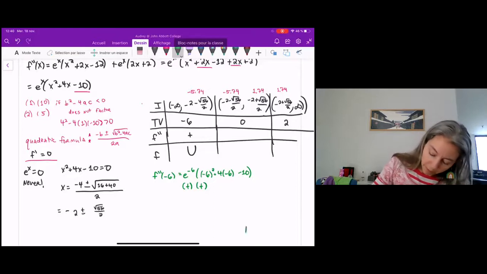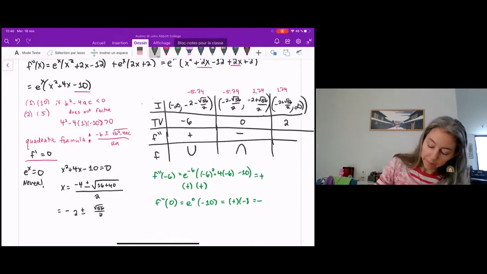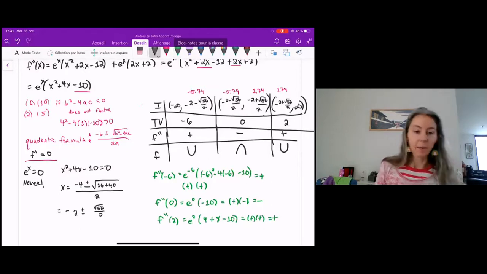Then we'll do f double prime of 0, and we get e to the 0, which is 1, times negative 10. So that's positive times negative, which gives us a negative value. So now it's sad. And then we're going to look at f double prime of 2. So that's e squared. So that's going to be 4 plus 8 minus 10. So we're back to positive times positive, which gives us a positive value. So this is happy again.